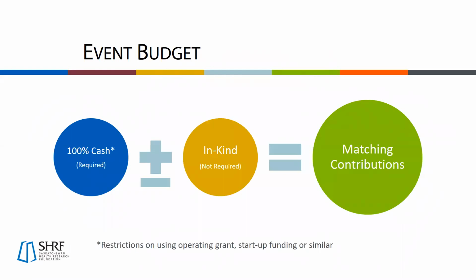One more thing too is you need to have the matching funding up to or more of what you requested from SHRF. So if you requested $5,000 from SHRF, you need to come up with $5,000 of cash that's matching funding. And that can be, again, from any of those partners that you might be working with, or with your departments or with universities, any of those institutions. So that's the event budget.